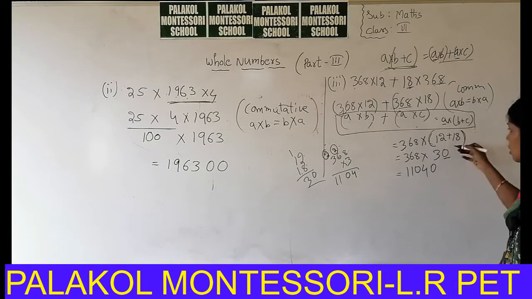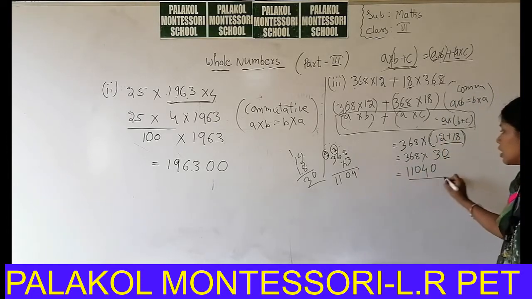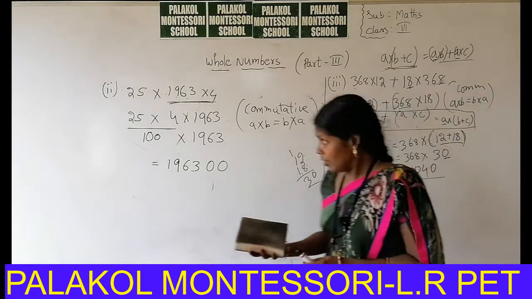We can solve this by adding these two numbers first. 12 plus 18 is equal to 30. So we can multiply these two numbers. So what is the answer? 11,040. So 11,040.